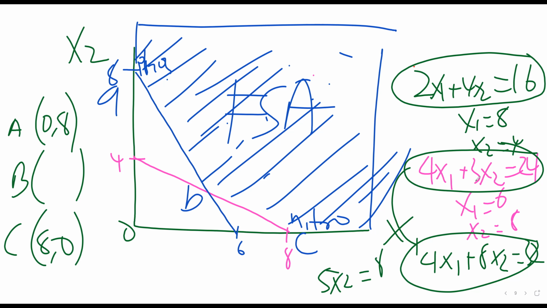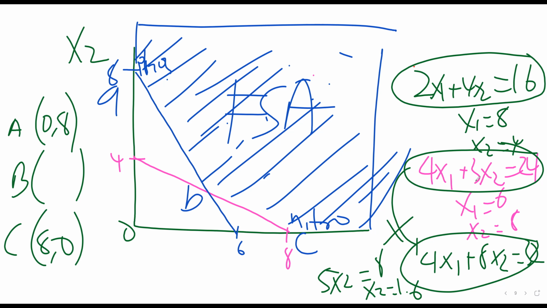Very good. So x2 is going to be 1.6. Okay, x2 will be equal to 1.6. Check a calculator. 8 divided by 5. Okay, it's 1.6. So you get 1.6.